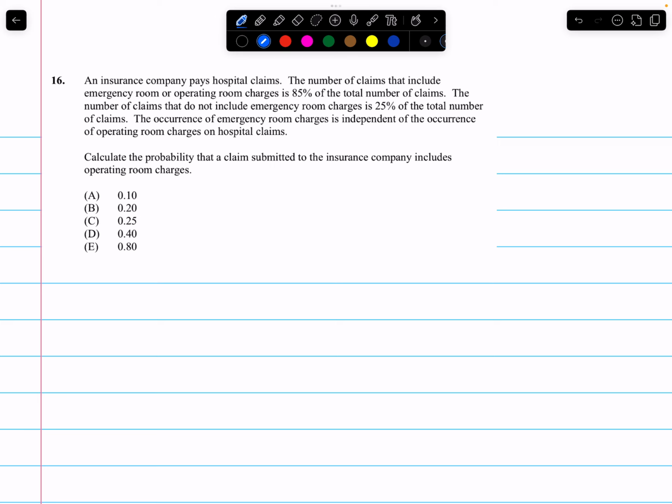All right, let's look at number 16 from our packet, SOAP exam practice problems. So again, I'll read it, you read it, push pause and solve it, and then come back and check. An insurance company pays hospital claims.